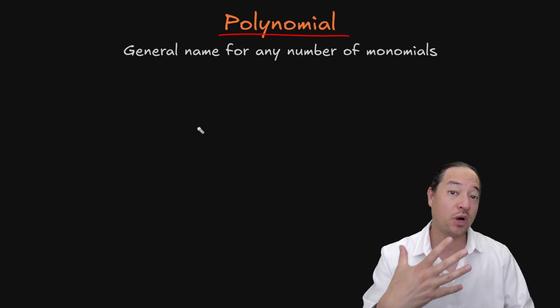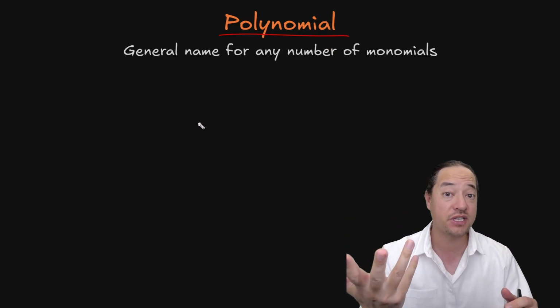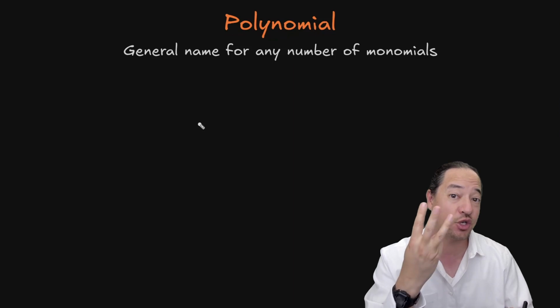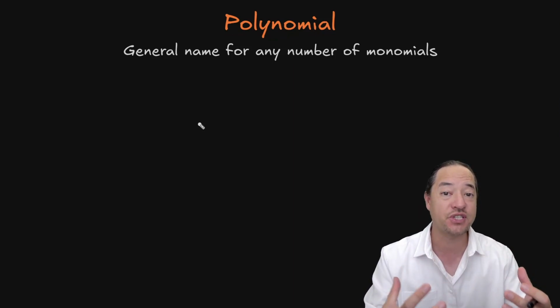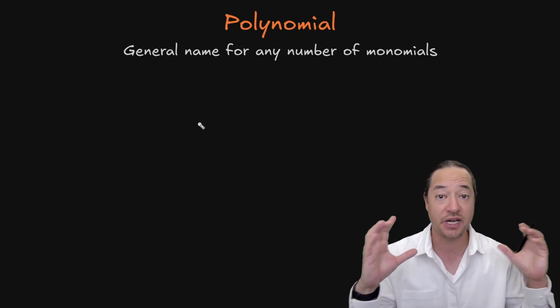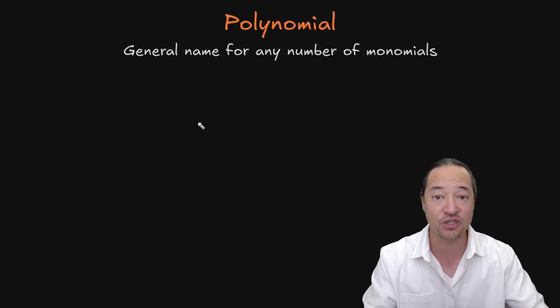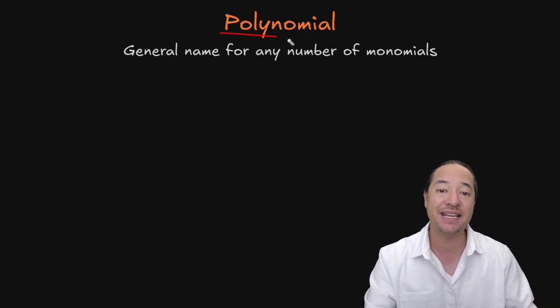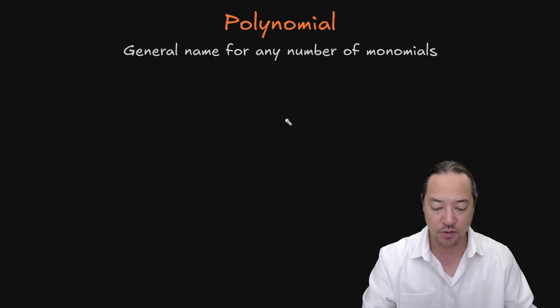Polynomial here is what we use to describe all of those things we just looked at. So monomials, binomials, trinomials are all examples of the general class of algebraic expression known as a polynomial, where poly means many, and so many terms, many nomials, right? So let me show you the general form here.